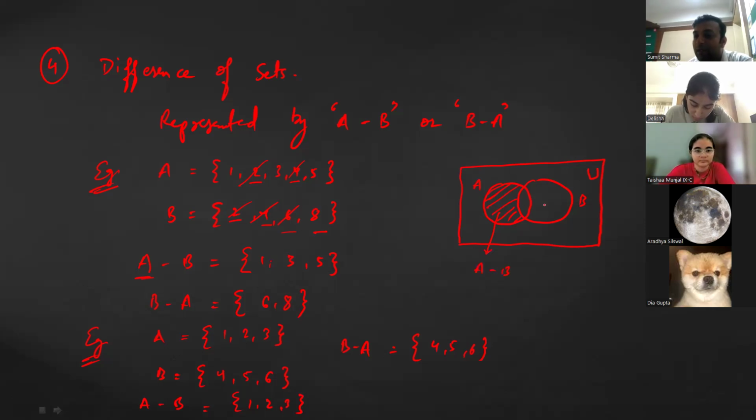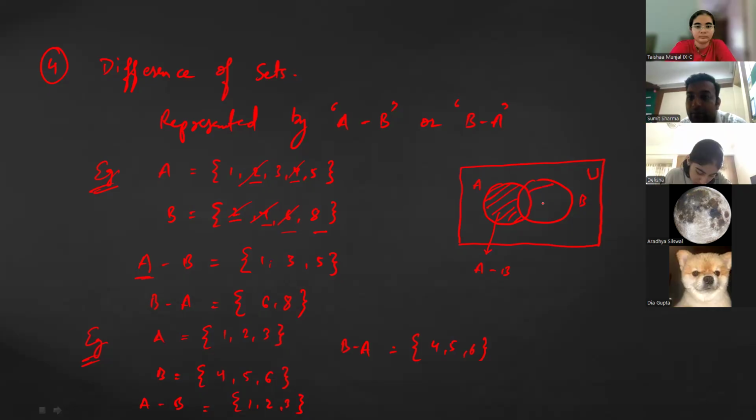Similarly, B minus A का मतलब क्या हुआ? It will be removing all the common elements of B, removing all the common elements of A and B from the set B. So it will be this set. So this will be B minus A.